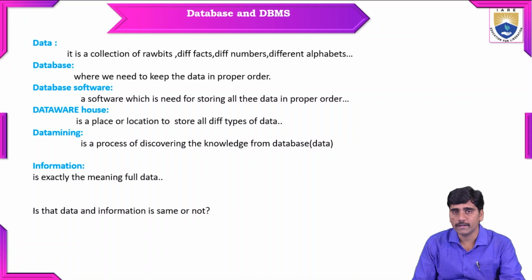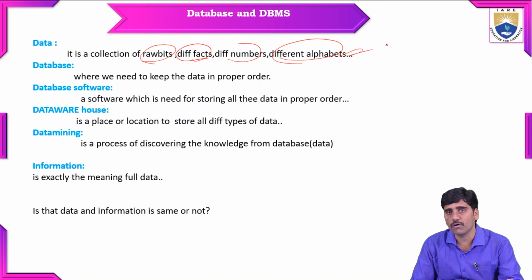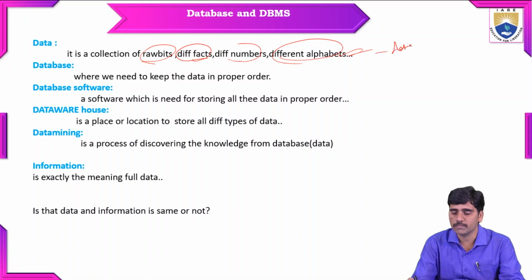So first one, data. What is meant by data actually? Data is nothing but a collection of raw bits or different facts, different numbers, different alphabets, anything. A collaborative of all the things is called data. It may contain numbers, special characters, alphabets, upper letters, lower letters, anything. All these are nothing but what we call data. Without data we cannot analyze, we cannot process, we cannot organize, we cannot do anything.